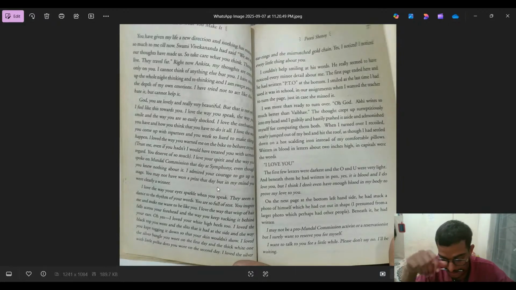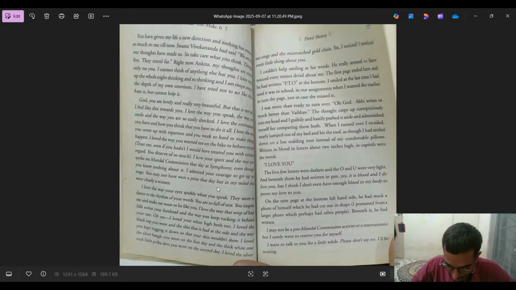When I turned over, I recoiled, nearly jumped out of my bed and hit the roof. I thought I had settled down on a hot, scalding iron instead of my comfortable pillow. Written in blood, in letters about 2 inches high, in capitals, were the words "I love you." No, wait.